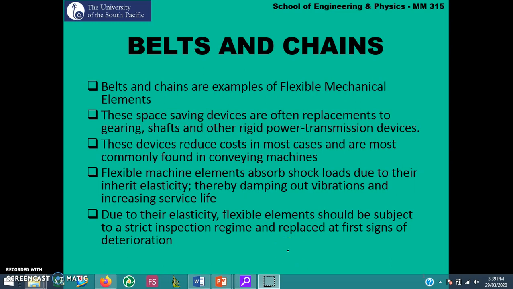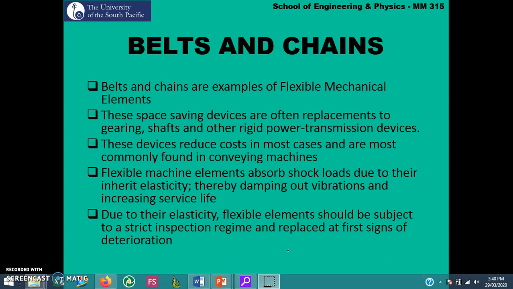Let's look at belts and chains. Belts and chains are examples of flexible mechanical elements. These space-saving devices are often replacements to gearing, shafts, and other rigid power transmission devices. These devices effectively reduce cost in most cases and are most commonly found in conveying machines. These flexible machine elements absorb shock loads due to their inherent elasticity, thereby damping out vibrations and increasing service life.